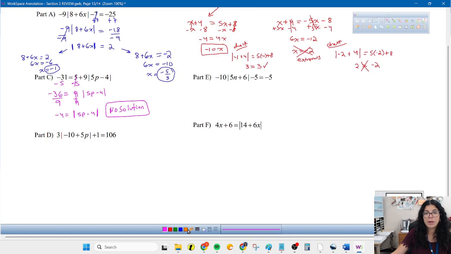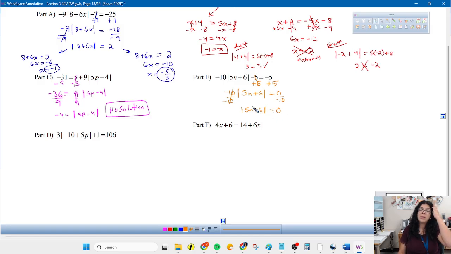All right, let's move on to part E. On part E, I will add 5 first. So I have negative 10 equal to the absolute value of 5n plus 6 times negative 10. And then I will divide by negative 10 so I can get the absolute value completely by itself. So now I have the absolute value of 5n plus 6 equals 0.